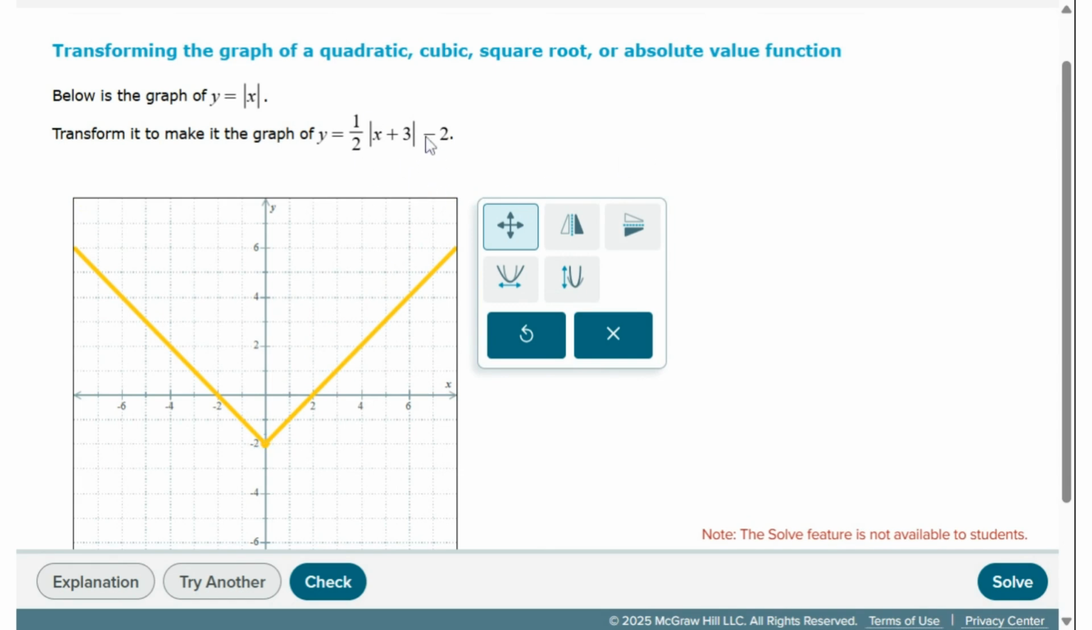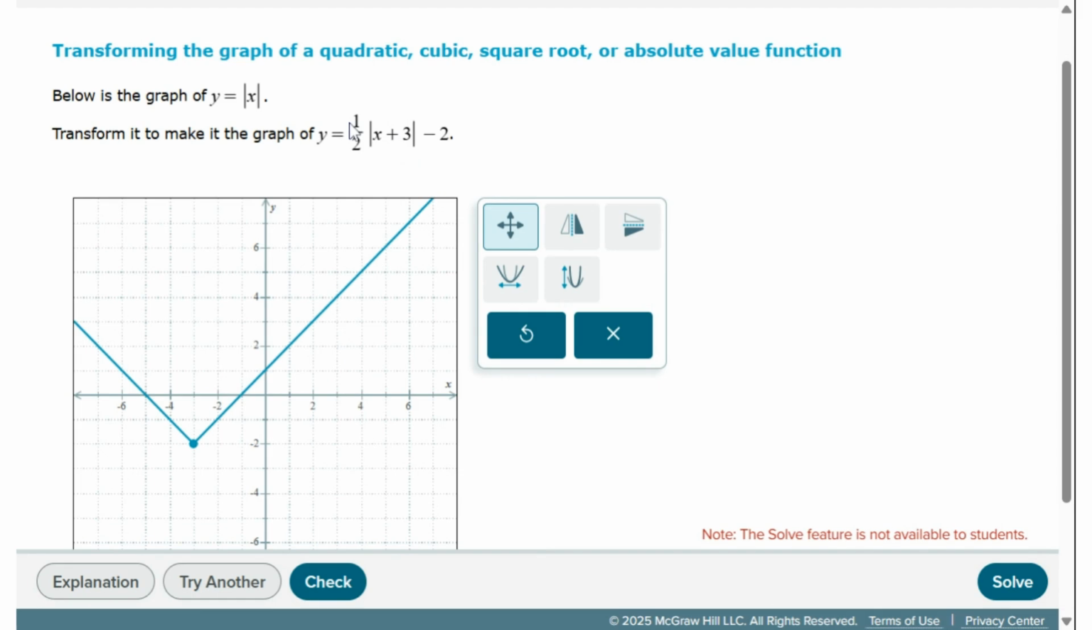Now, inside the brackets or inside the parentheses, if you've got a quadratic or cubic or something, it moves it left or right, but it moves it maybe opposite the way you think it would. If we have a +3 here, it's going to move it 3 to the left. If we have a -3, it's going to move it 3 to the right. So that's a +3, it's 3 to the left. I'm going to do that now too. So we've taken care of this -2, we've taken care of this +3.